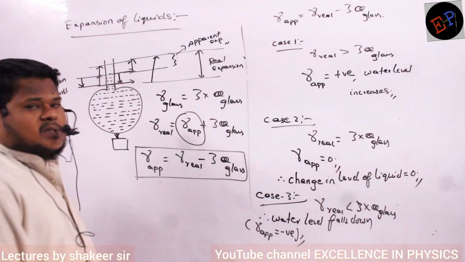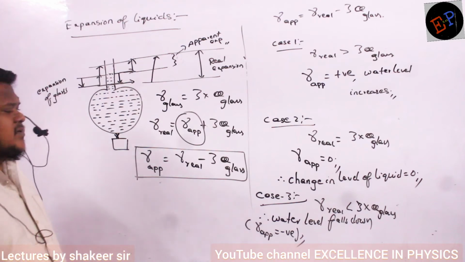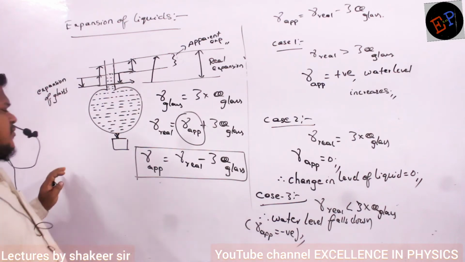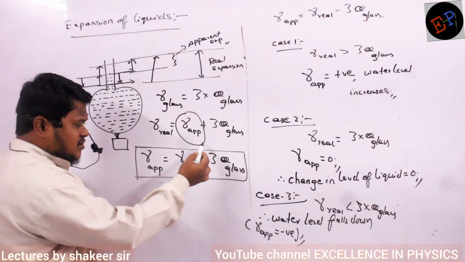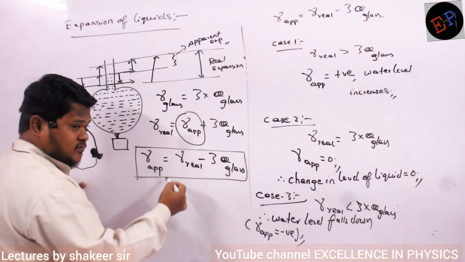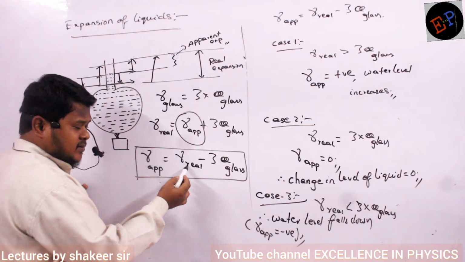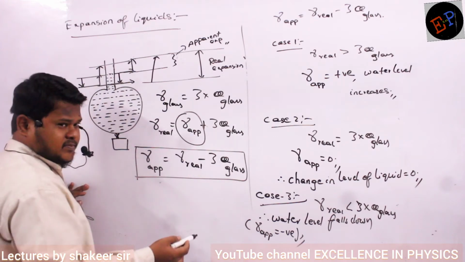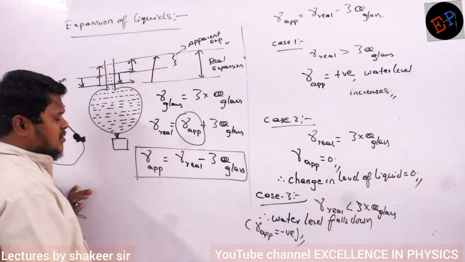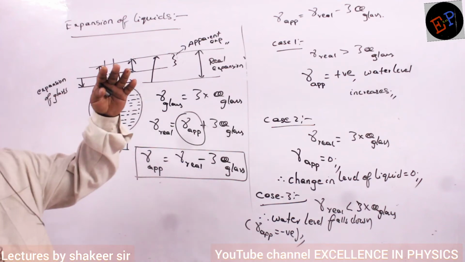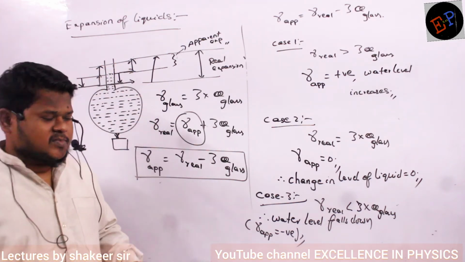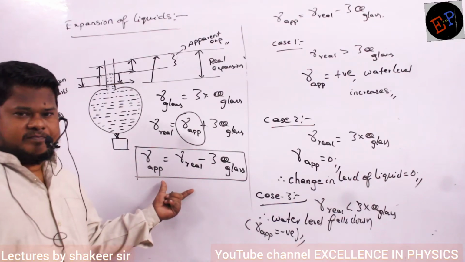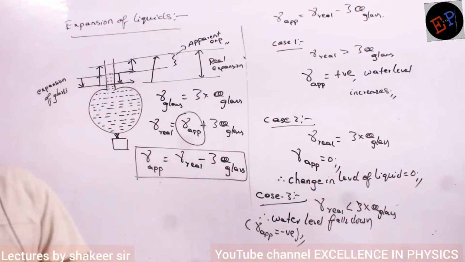Okay? So these are the 3 conditions which you should remember. Whether finally the water level has increased or decreased depends on the comparative values of these 2. What is the expansion of the liquid and what is the expansion of the glass? Depending on this, we can find out whether finally the water level has increased, remained constant, or decreased. So everything depends on this equation. Understood? That's it.